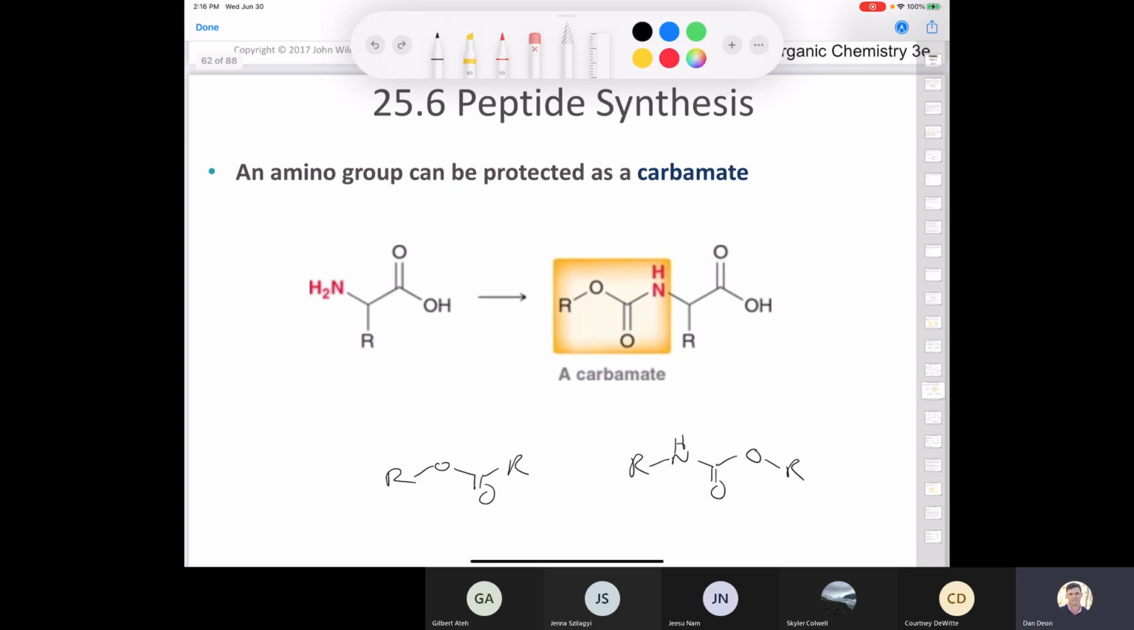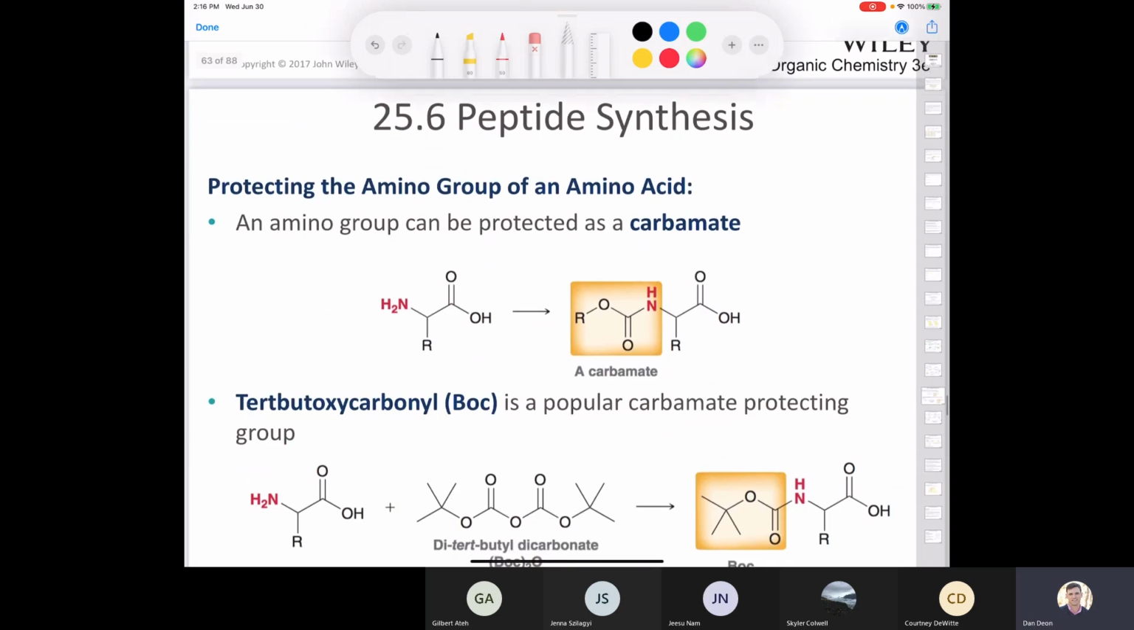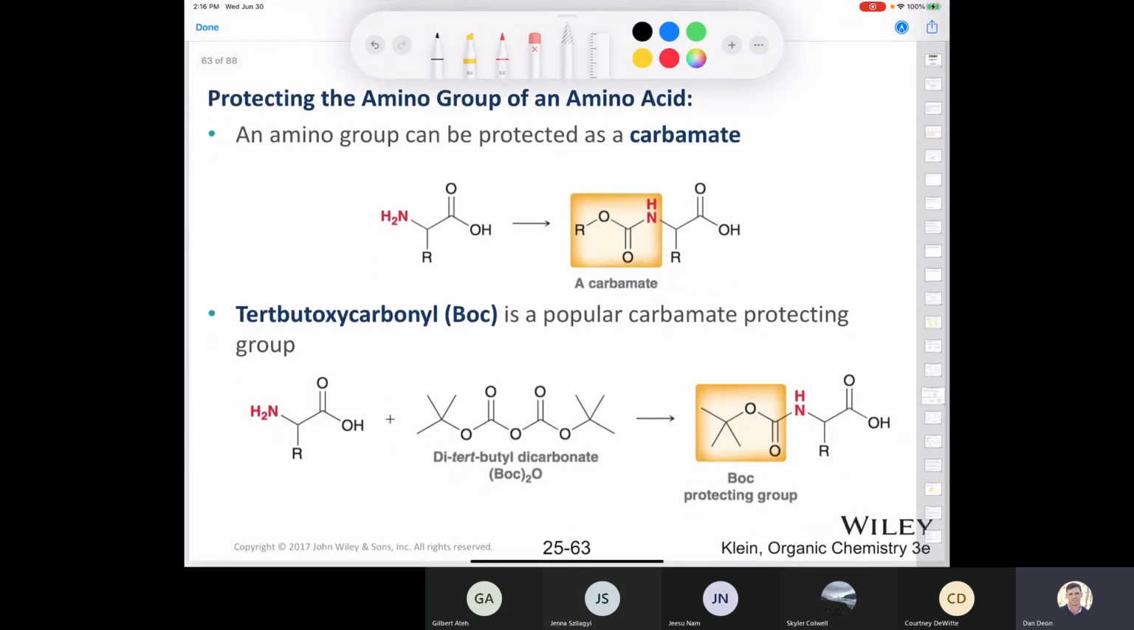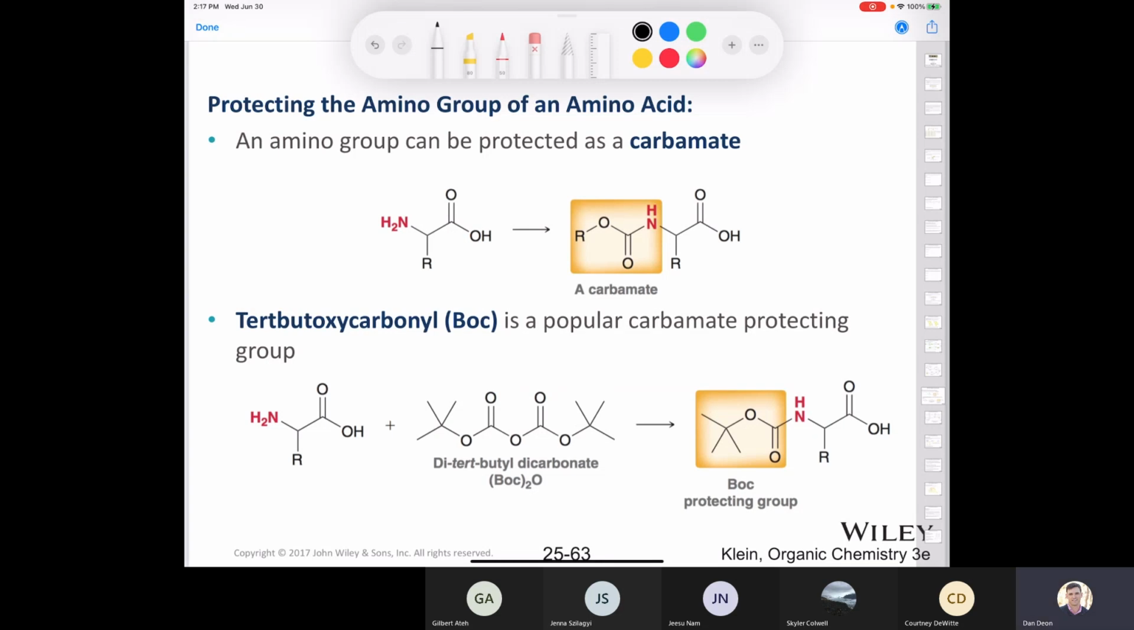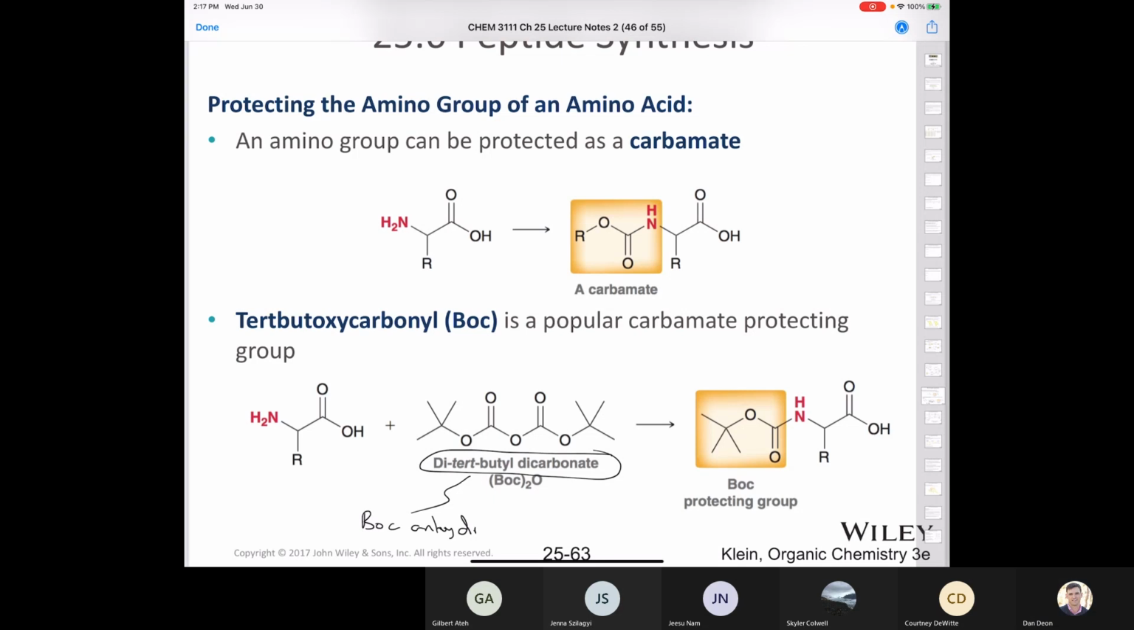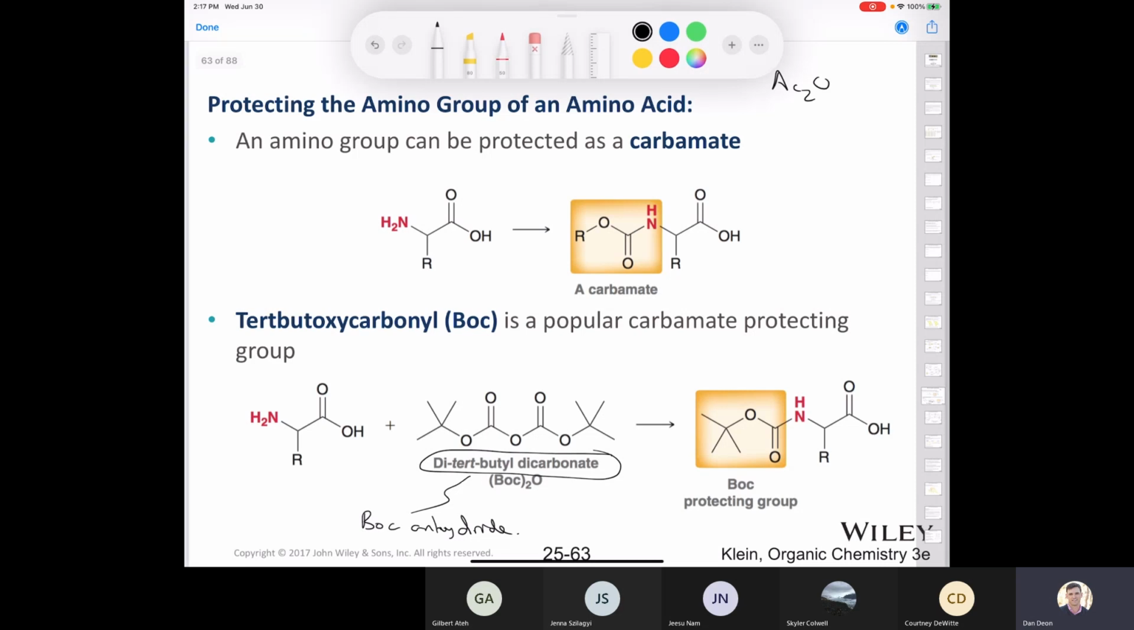So again, you protect that nitrogen as a carbamate, and let me show you what type of carbamate you use. You use this molecule, which is di-tert-butyl dicarbonate. We call it Boc anhydride, is what I call it most of the time. You remember an anhydride, like acetic anhydride, was Ac2O. Well, here you have Boc2O, and the Boc represents this part.